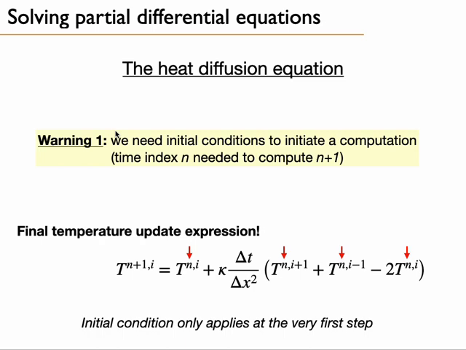So now the first warning is that we need an initial condition to initiate the computation. So we will need to set the value of temperature at time n in order to compute time n plus 1. To compute this, we need to know all the temperature at time index n. So we will need to know the distribution in space at the previous time increment. So that applies to the very first time step. We need to know this value.